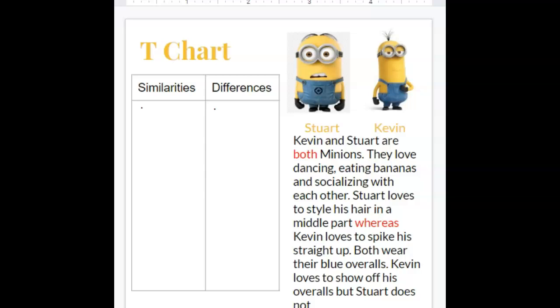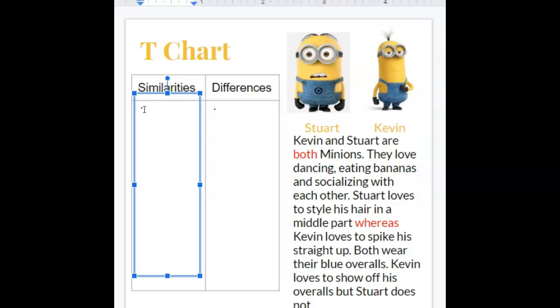Okay, so we want to go through and think what is the same about both Stuart and Kevin, and start listing those in our similarities side. I also highlighted the word both and the word whereas, because both tells me that there are similarities, but whereas tells me there is a difference between the minions. Okay, so let's start with the similarities. A similarity between Kevin and Stuart is that they are both minions. Okay. Another similarity is they both love dancing.